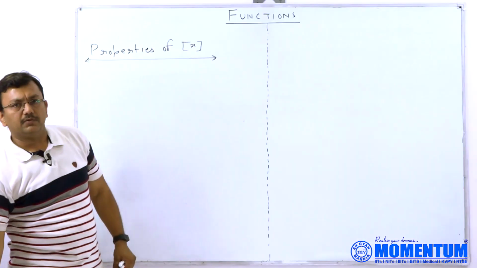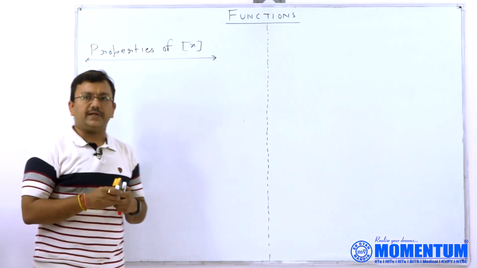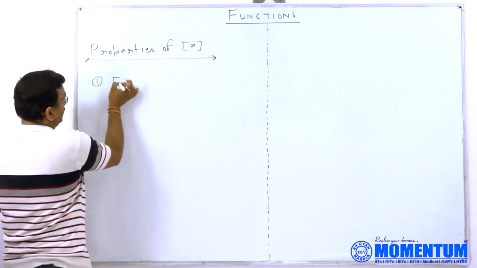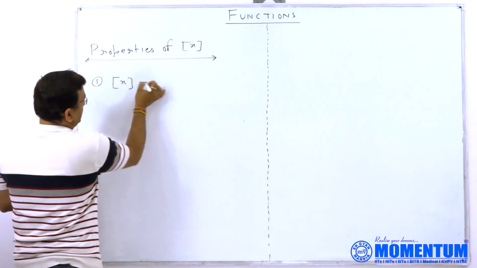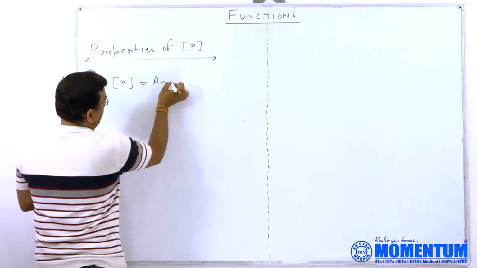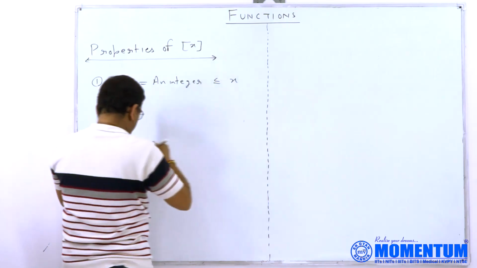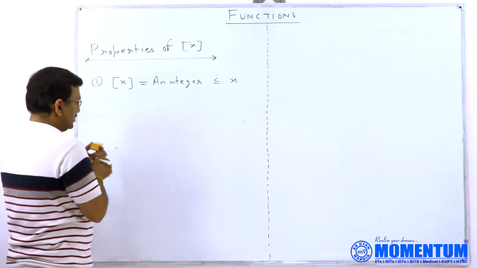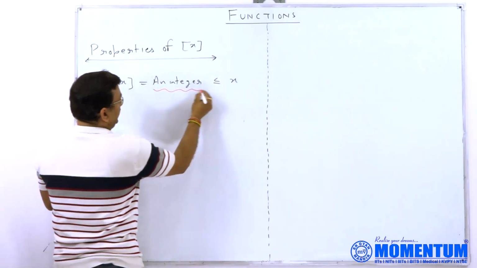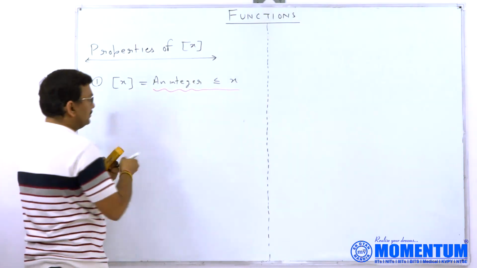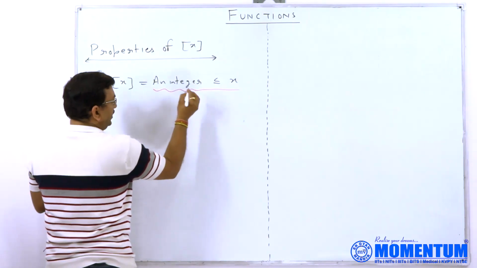So dear student, now we will study properties of greatest integer. Property number 1, square bracket of a number x is always an integer less than or equal to that number. It means square bracket will always be an integer less than or equal to that number. We can further explore it.